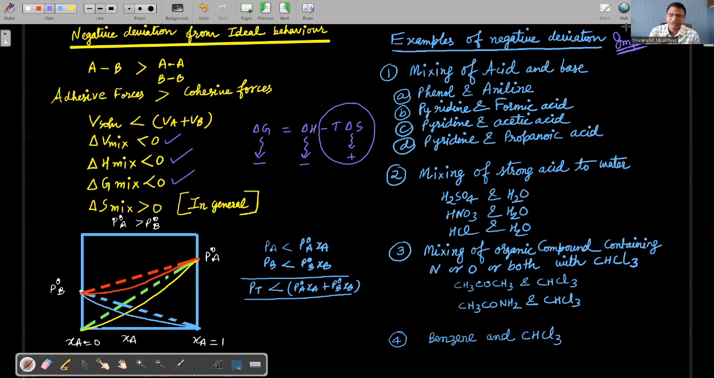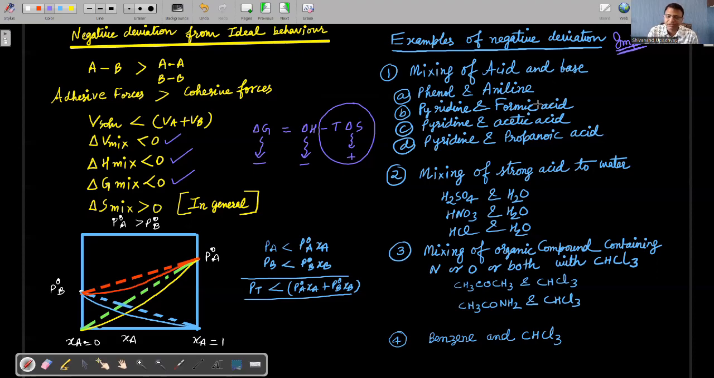अगर हम किसी एसिड और बेस को मिक्स करेंगे, इन आयनिक इक्विलिब्रियम, we study that acid base reactions are exothermic reactions. So delta H will be negative. So when we are mixing two liquids and those liquids, one is acid, other is base, then delta H mixing will be negative. It is negative deviation. So the first is mixing of acid and base. You know that phenol is organic acid and aniline is organic base. Pyridine is base, formic acid is organic acid. They are in liquid state at room temperature. Pyridine and acetic acid, pyridine and propanoic acid. So these examples are based on mixing of acid and base.